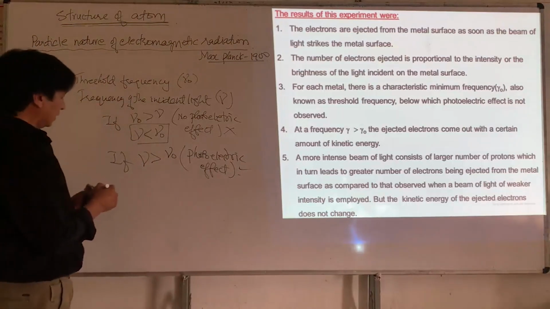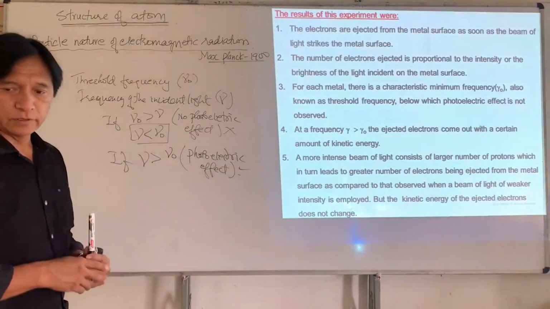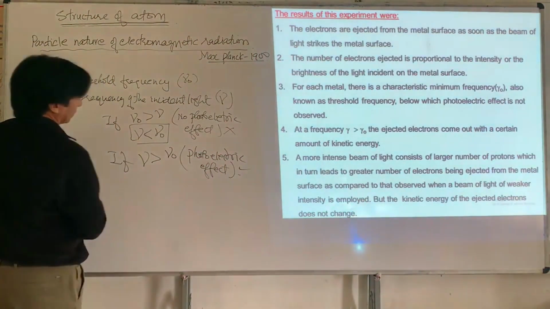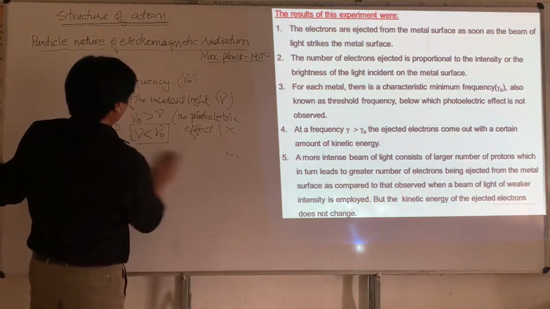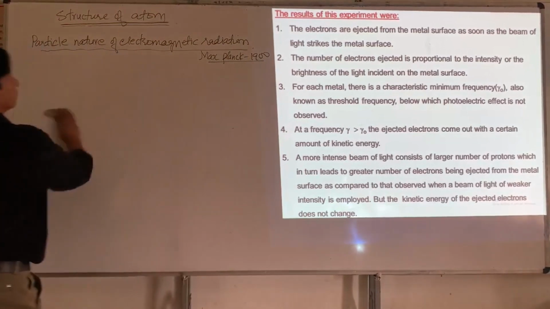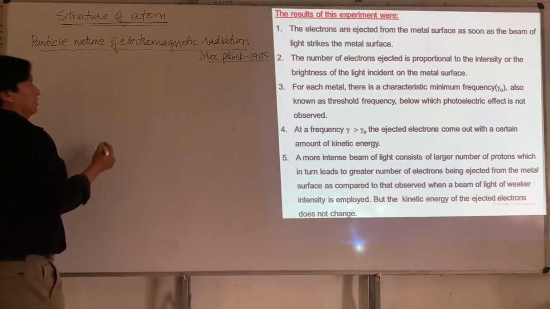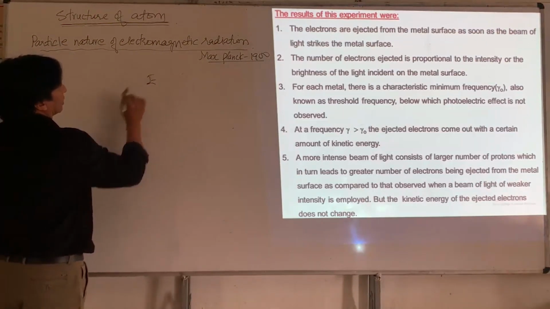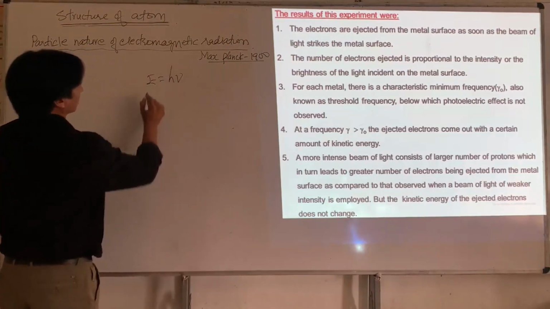Right? Okay, that's it. Now, as far as this experiment is concerned, it was Albert Einstein who gave a very suitable, that is, satisfactory kind of explanation. He said, now you have seen from Planck's quantum theory that the energy associated with each quantum is given by E is equal to h nu, right? h nu.